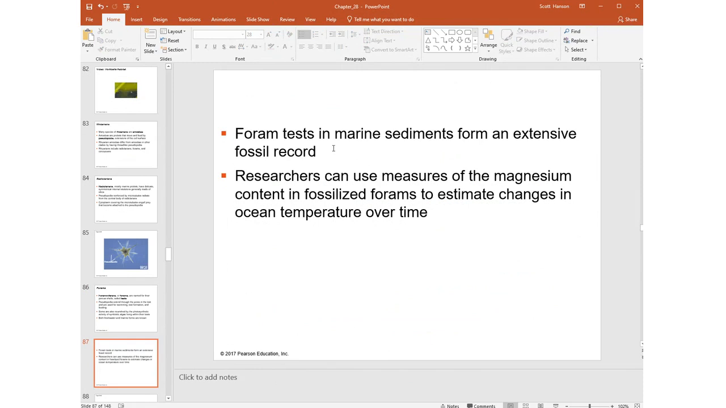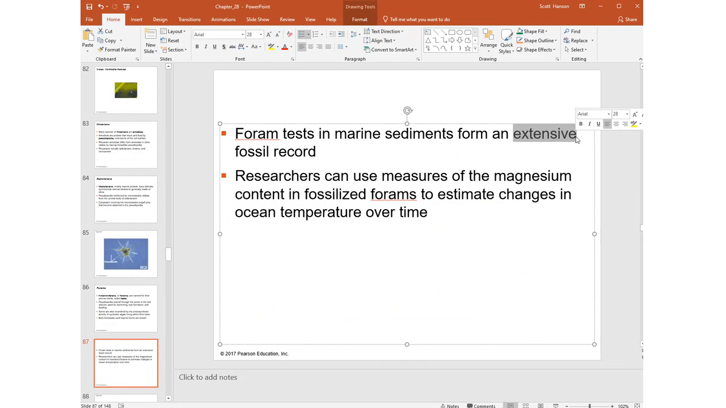And a lot of foram tests in the sediments in marine areas are extensive parts of the fossil record. So in certain geological strata or layers in the earth, there's a lot of forams there, and some of these forams actually are in the same geological layers as oil. And so when they do oil exploration, they like to look for what type of forams are there, because that will indicate whether or not there's a good chance that there's oil in certain areas.